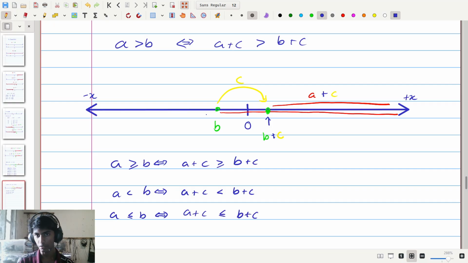So in each of these cases, what we are seeing is that adding anything to both sides of an inequality, same as adding the same thing to both sides of an equation, does nothing to the truth of the statement. Inequalities in this case behave the exact same as equations do.